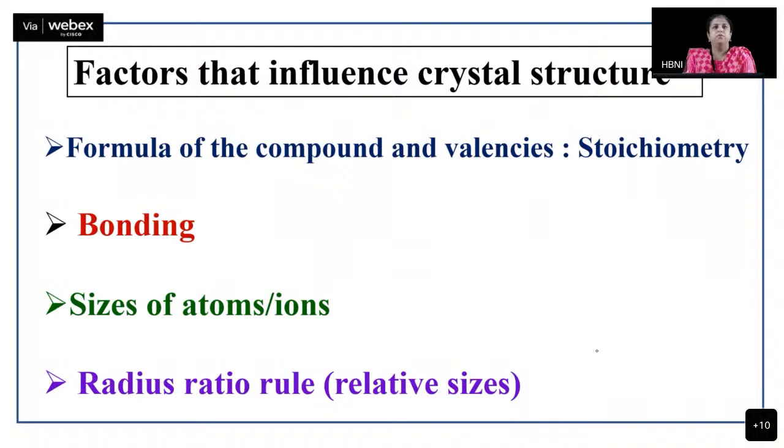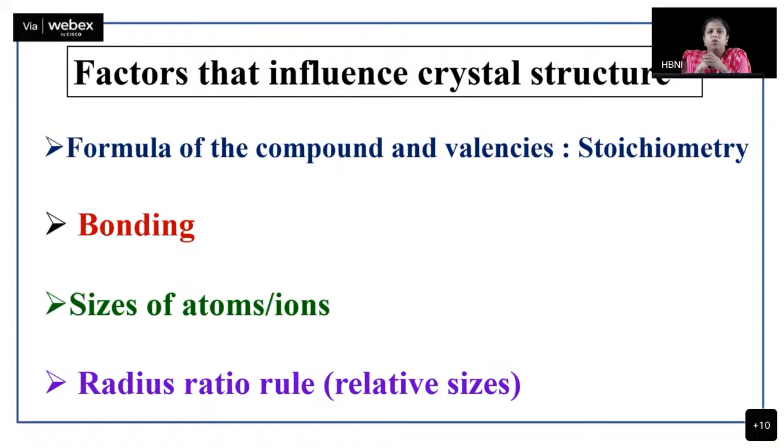So we study about crystal structures, right? This particular compound adopts the rock salt structure, this one adopts the fluorite structure, this one adopts the antifluorite structure. What are the various factors that tell a particular compound to crystallize in a particular structure? What are the various factors that govern that?